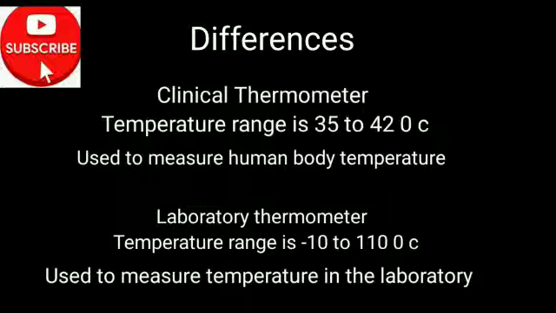Clinical thermometer: first, temperature range is 35 to 42 degrees centigrade. It is used to measure human body temperature. Laboratory thermometer: the temperature range is -10 to 110 degrees centigrade and it is used to measure temperature in the laboratory. Clinical thermometer has a kink which prevents immediate backflow of mercury, and the laboratory thermometer does not have a kink.